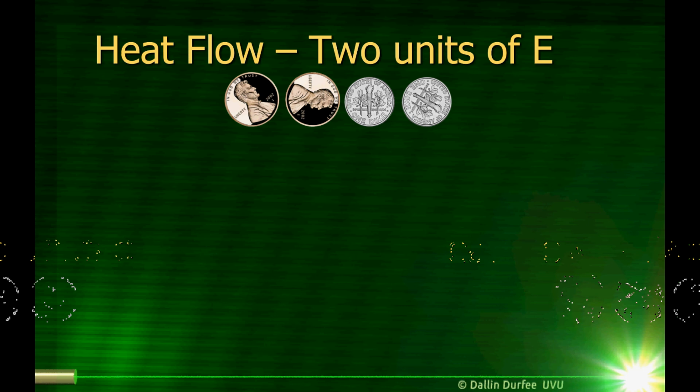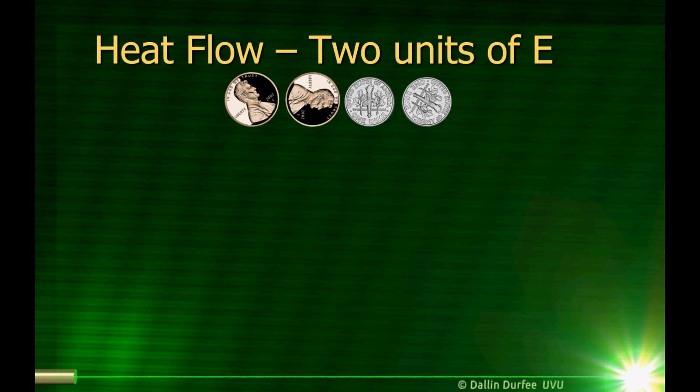Okay, so now we've talked about possibilities for different coins. Now let's divide our coins up into 2 systems. So instead of having 4 pennies, I'm going to have 2 pennies and 2 dimes. And we're going to use that to simulate heat flow. All right, so now we're not going to allow all 16 possibilities.